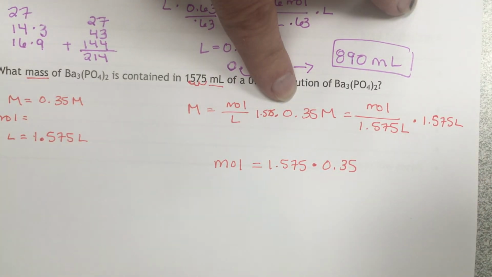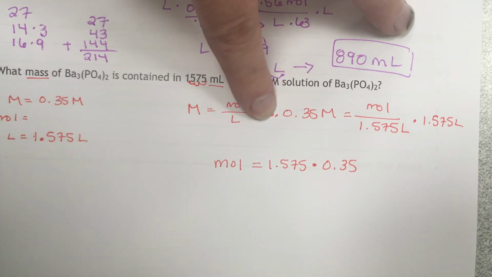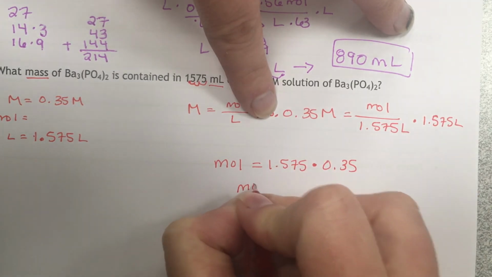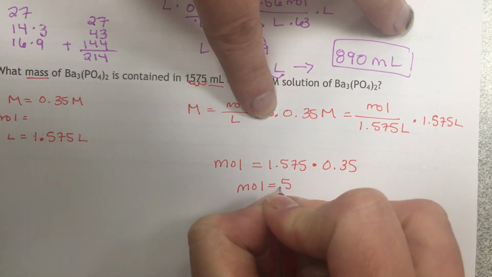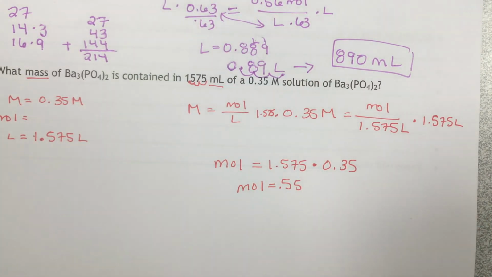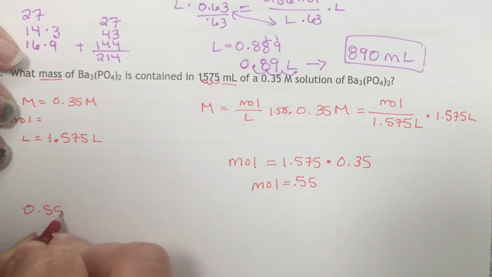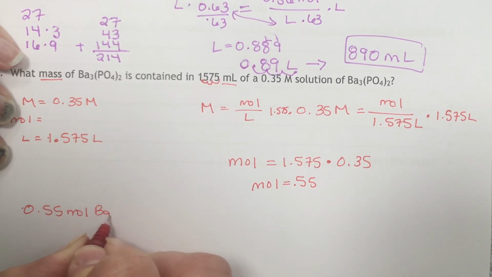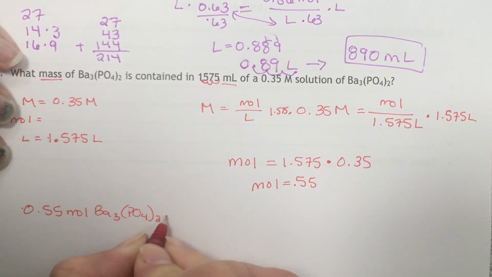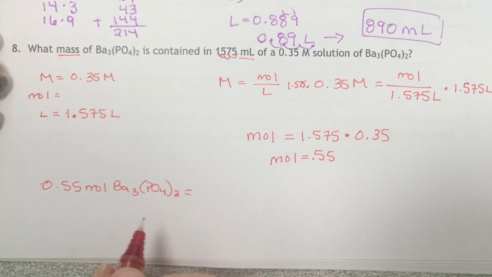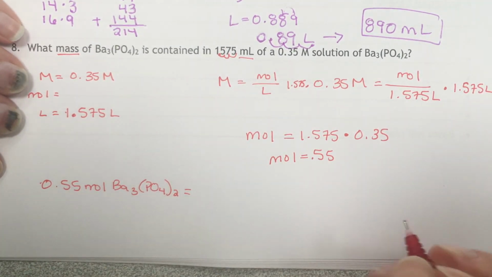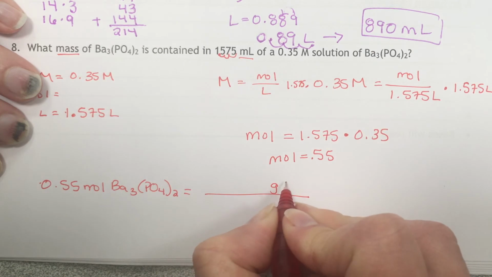Let me get my calculator. Okay, so 1.575 times 0.35, that is 0.55 moles, okay? So we have 0.55 moles of Ba3(PO4)2. Can you see? Okay, so we have that many moles of it, and then we need to just convert to grams, so that means we will have grams of it here.